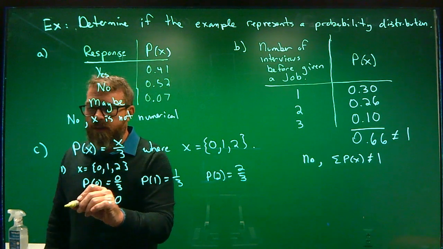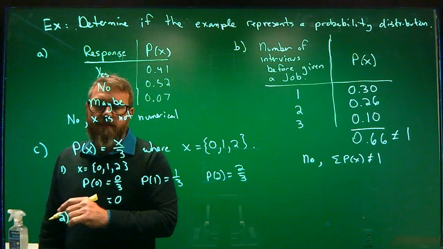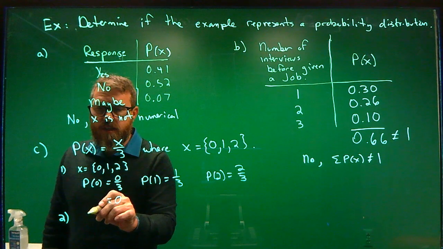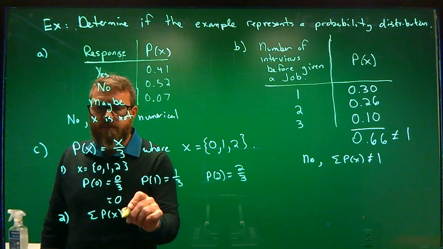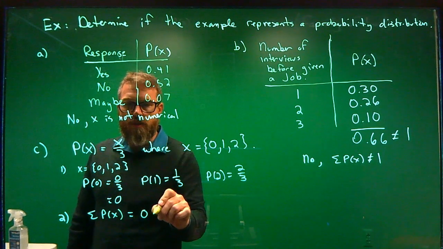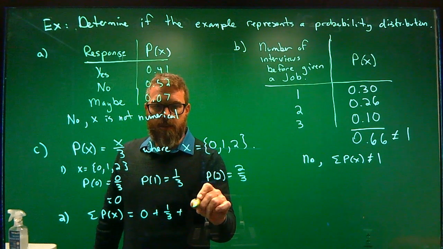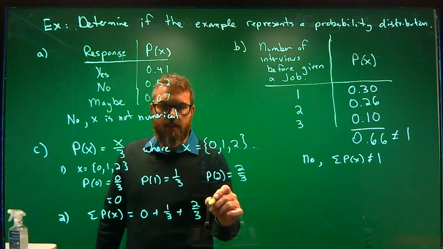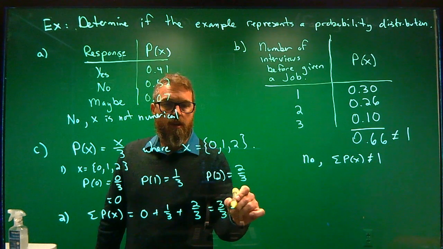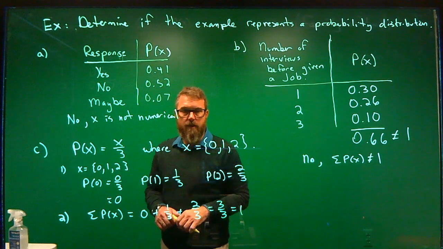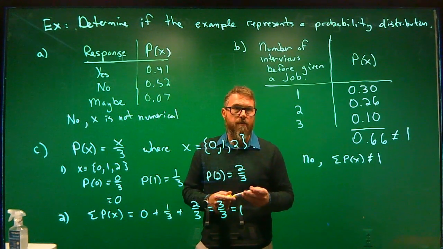So really the second step I have to check is: does the sum of p of x equal 1? Well, that's going to be the first probability, which is 0, plus the second probability, which is a third, plus the third probability, which is 2/3. When you add these up, you can see we get 3/3, which is equal to 1. So yes, this is a probability distribution.